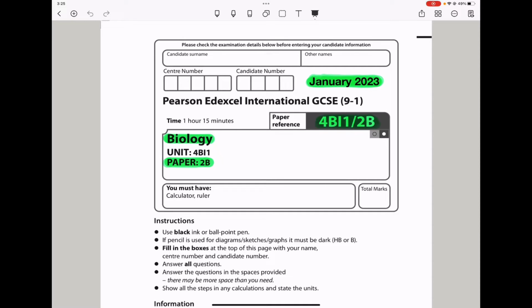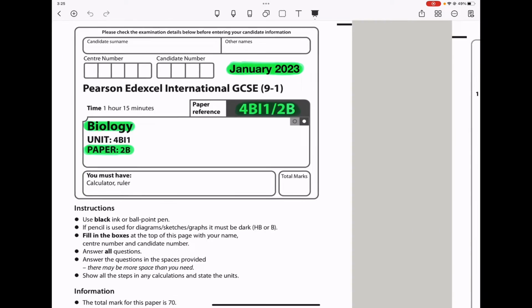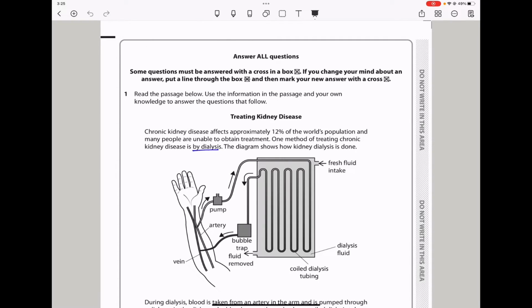Today we're doing the Pearson Edexcel International IGCSE Biology Paper 2B for January 2023. Let us begin with the first question. Question 1. Read the passage below. Use the information in the passage and your own knowledge to answer the questions that follow. The title is Treating Kidney Disease.